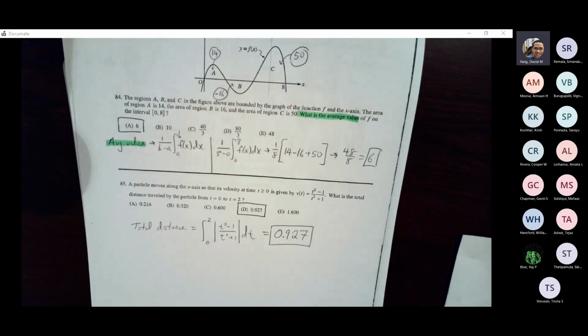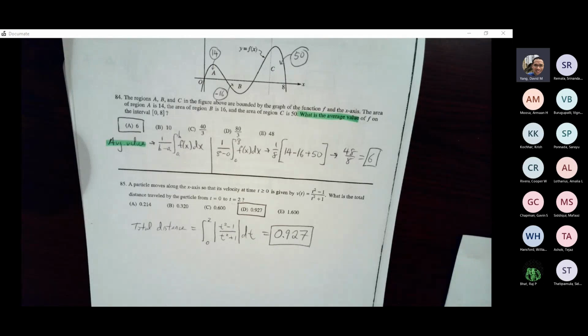85, a particle moves along the x-axis, so that velocity is given by v of t. What is the total distance? Total distance is just the definite integral of the absolute value of the velocity function.